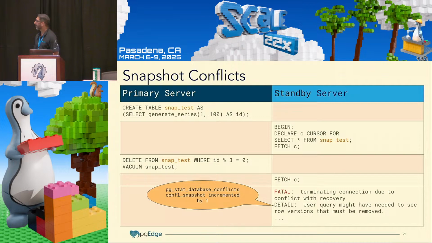Snapshot conflicts are slightly different. They're essentially triggered by vacuum or HOT chain pruning. On the primary side, you have a table. On the standby side, you are trying to access row versions. You could do it with a long-running query that runs for hours, but for example purposes, a very easy way, even with smaller data sets, is to declare a cursor and fetch the data from there.